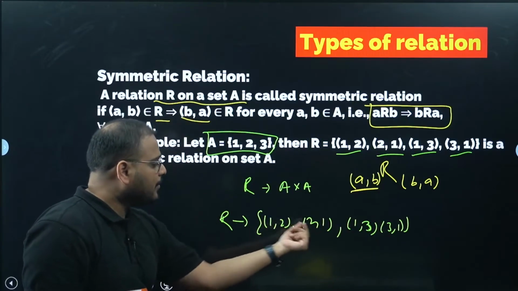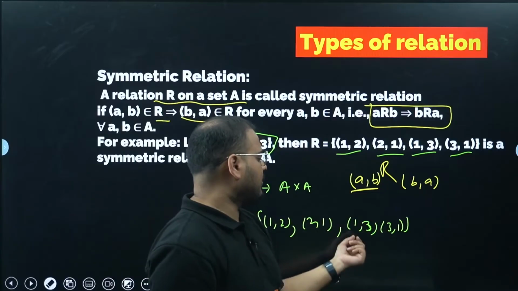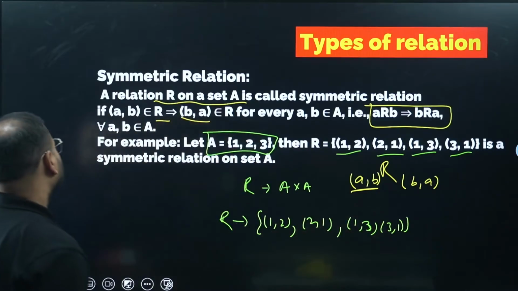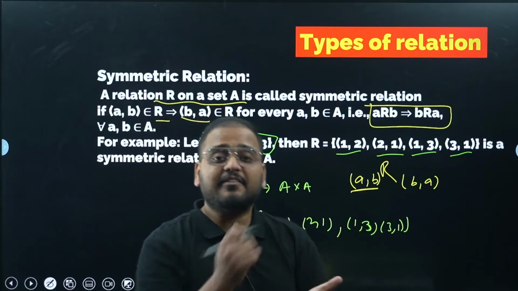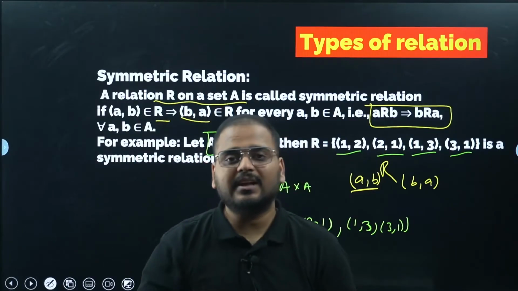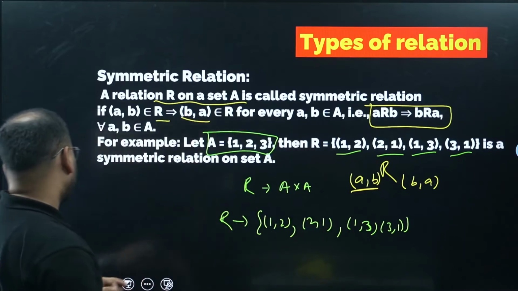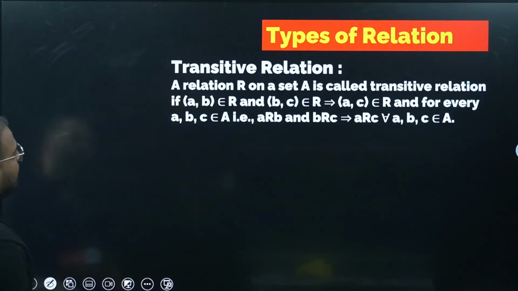So A comma B, B comma A. So 1 comma 3 and 3 comma 1. So the relation will be symmetric. So remember, if a condition has to be there, if it is there, then it has to be true at the same time. If and then. Okay, moving on.